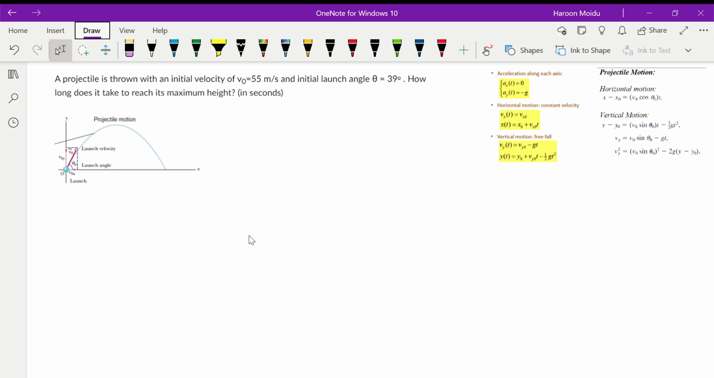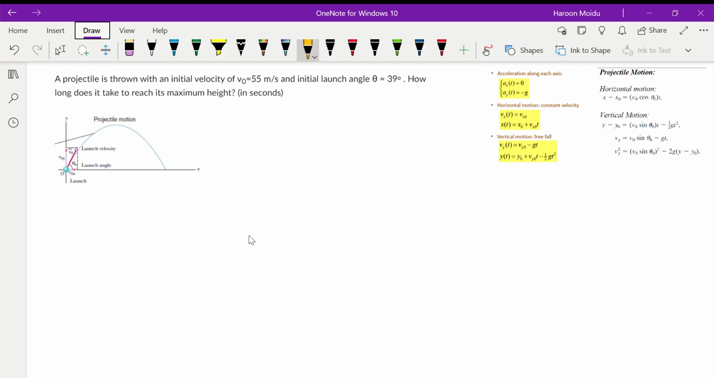A projectile is thrown with an initial velocity of 55 meters per second and an initial launch angle of 39 degrees. How long does it take to reach its maximum height? So here we have to find the time it takes to reach its maximum height.